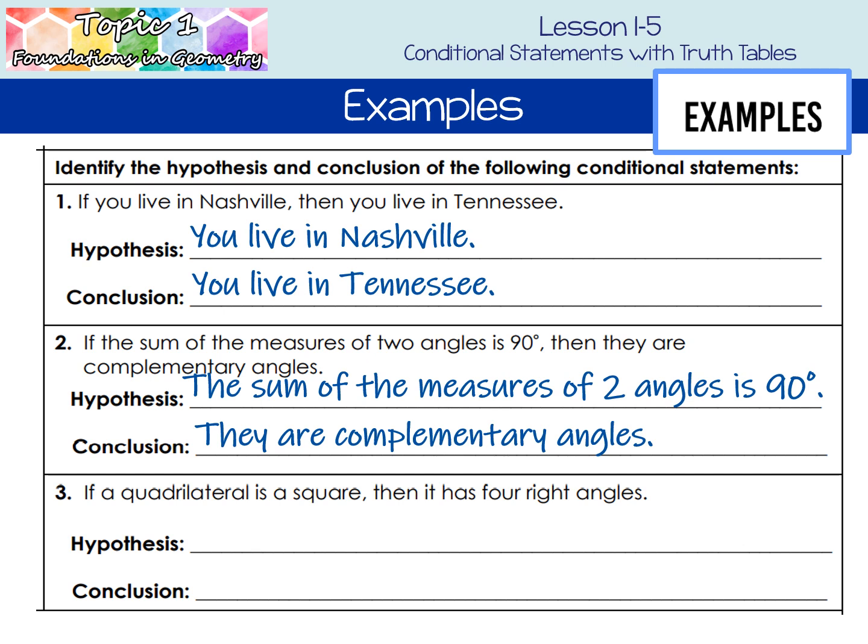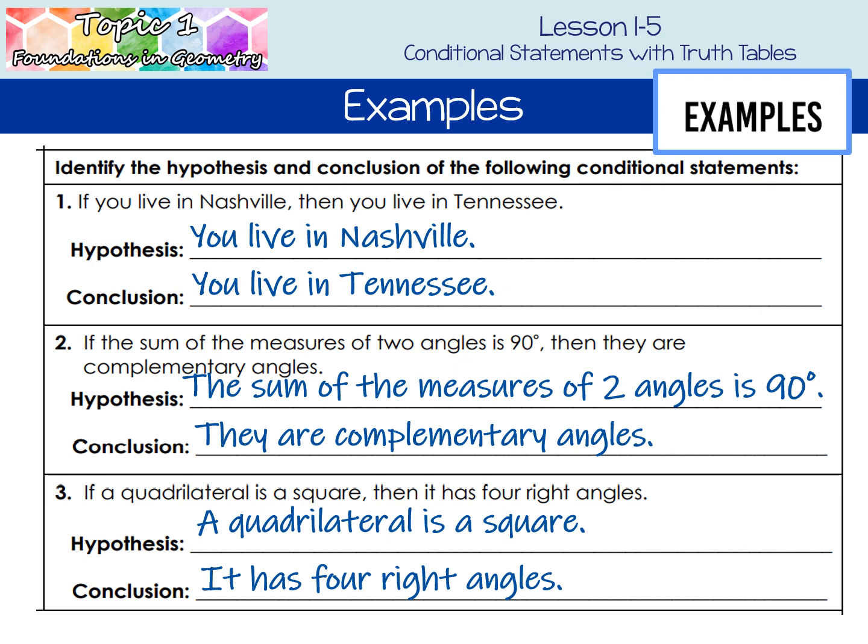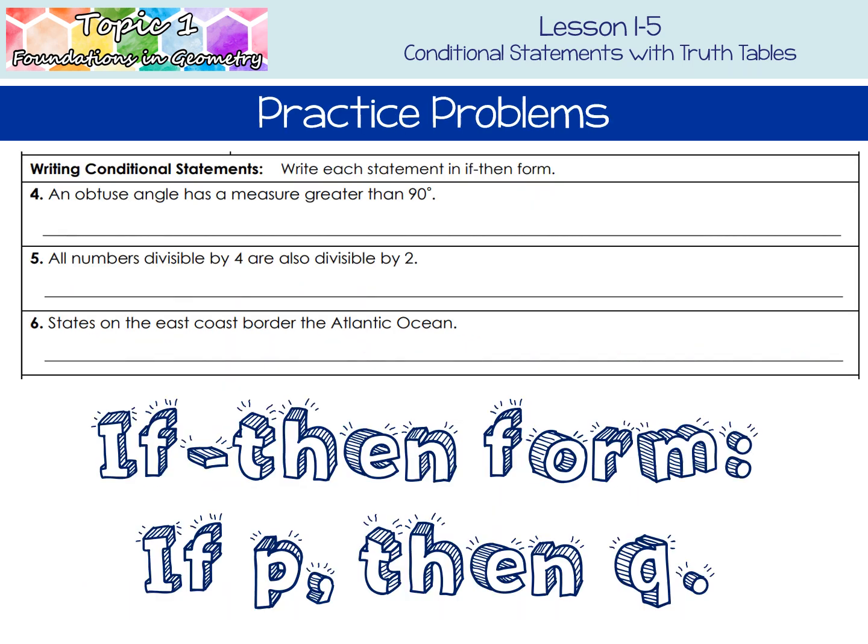Number 3, if a quadrilateral is a square, then it has 4 right angles. Sometimes you have to add a word or two to make it make sense. Let's see if we need to do that on this one. Hypothesis, a quadrilateral is a square. Conclusion, it has 4 right angles.